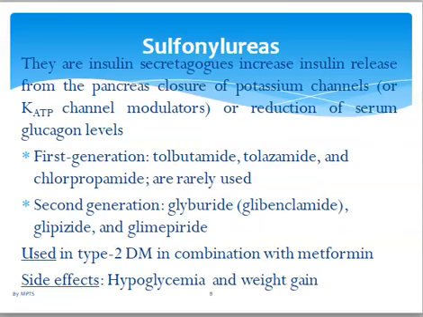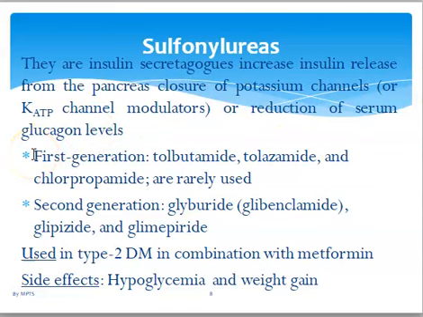Now let's look at the sulfonylureas or the secretagogues. They are insulin secretagogues and increase insulin release from the pancreas through closure of the potassium channels via the potassium ATP channel modulator. Are you getting it? Remember I talked about how insulin is released above. Now here we're just saying that they increase insulin release via closure of potassium channels. It is enough because already above you know how insulin is released, and they can also reduce serum glucagon levels.